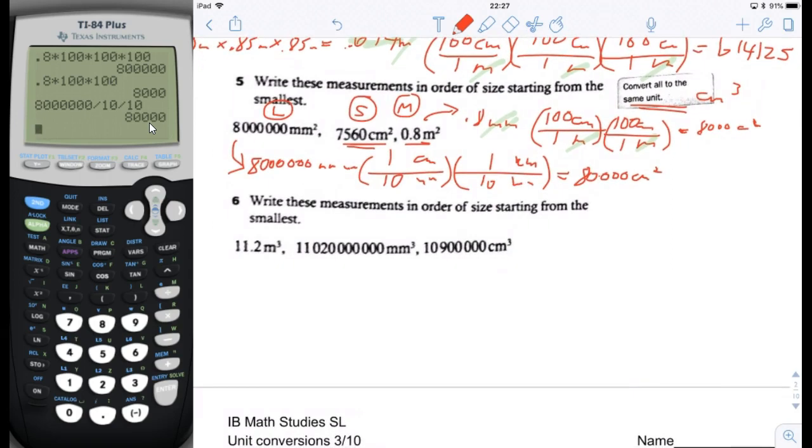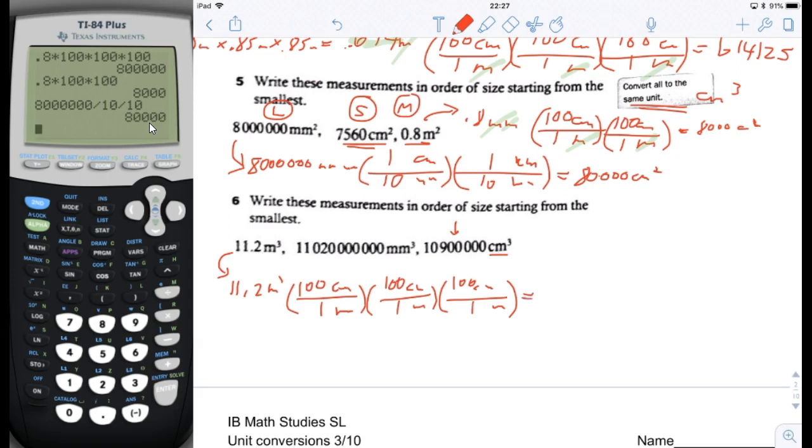Write these measurements in order of size, starting from the smallest. Okay, so we're going to do the same thing here. Let's try again to make everything into centimeters cubed. So we'll keep this one the same, and then we'll take 11.2 and change it into centimeters cubed. 11.2 meters cubed, we're going to multiply by three dominoes with meters on the bottom. And the top is going to have centimeters, because we want to change it to centimeters. And we're going to have 100 centimeters in each meter.